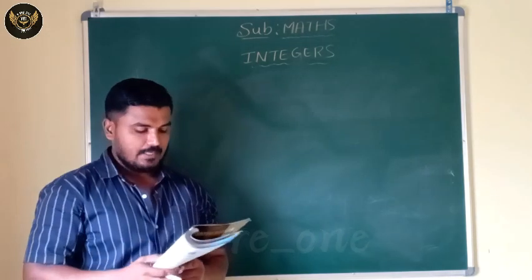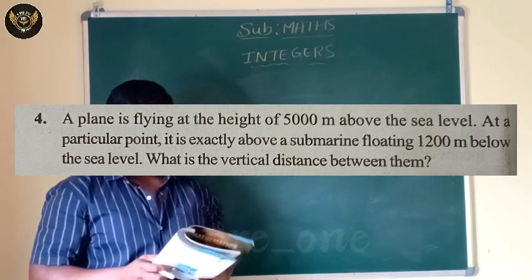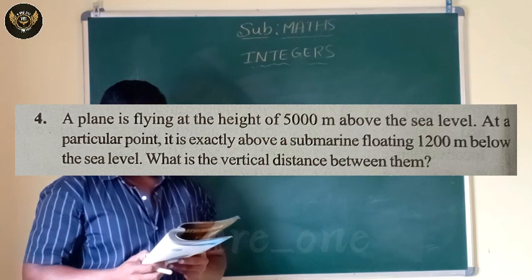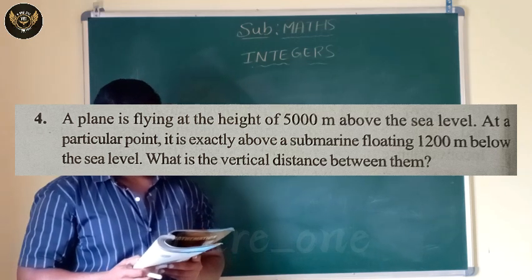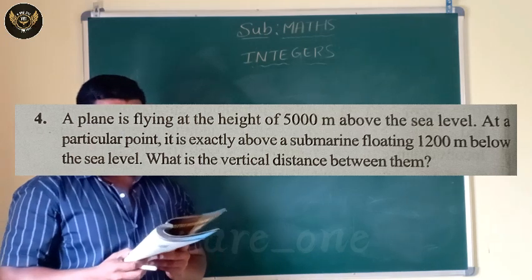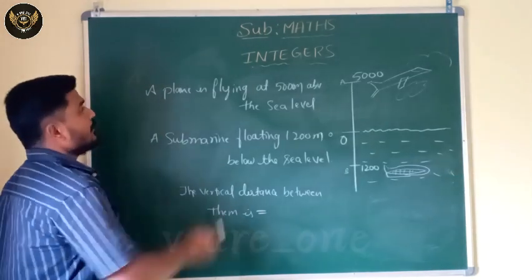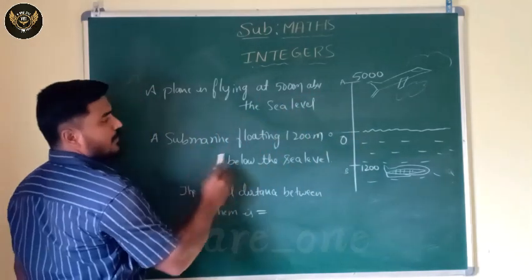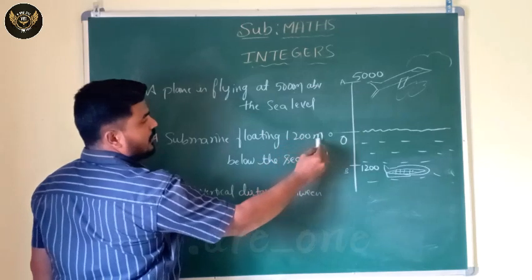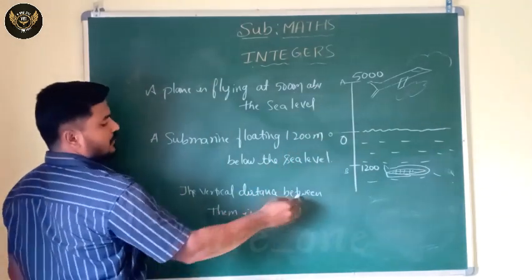So number 4, a plane is flying at the height of 5000 meters above the sea level. At a particular point, it is exactly above a submarine floating 1200 meters below the sea level. What is the vertical distance between them? Here the plane is flying at 5000 meters above the sea level and a submarine is floating 1200 meters below the sea level. They ask you to find the vertical distance between them.